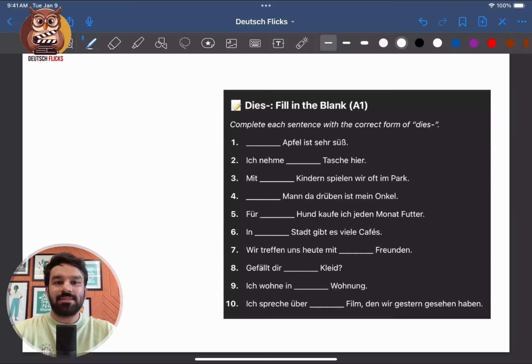Okay, Nummer 1. Lücke Apfel ist sehr süß. Okay, Apfel is der, masculine. And the verb sein, we know it is a nominative verb. Also, it is being conjugated according to apple. This is the subject. So, we will go with Diese.